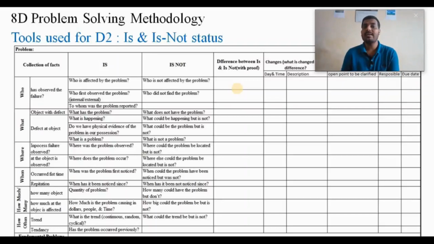Okay, so here in this problem description you will find the product name or process, then what is the defect, then at what place the defect is occurring, and what amount of defect or what is the percentage of defect is there. Okay, so this is the way you should write the fundamental problem description.